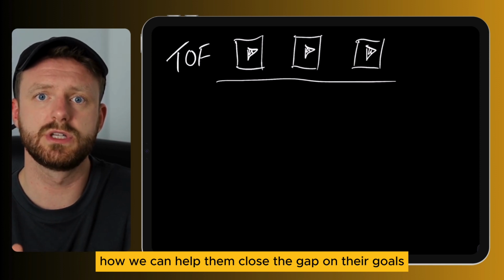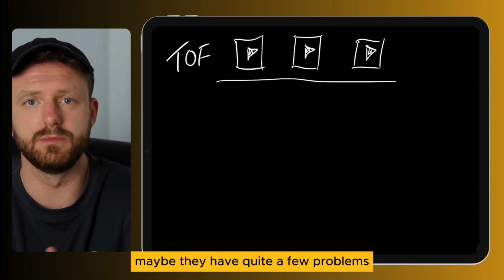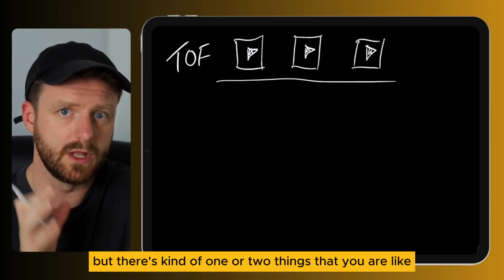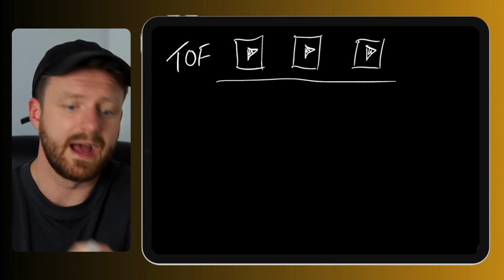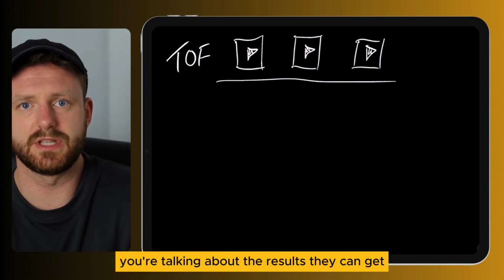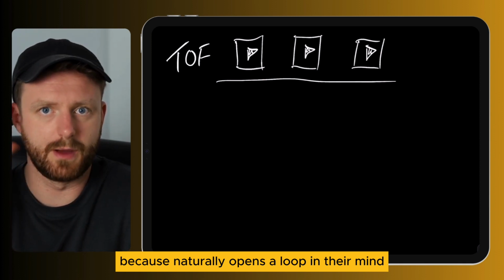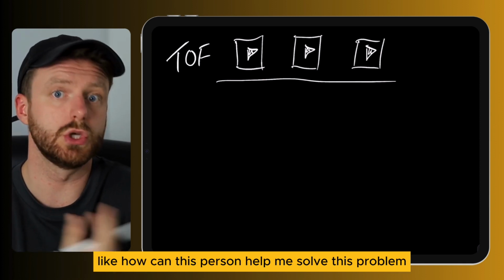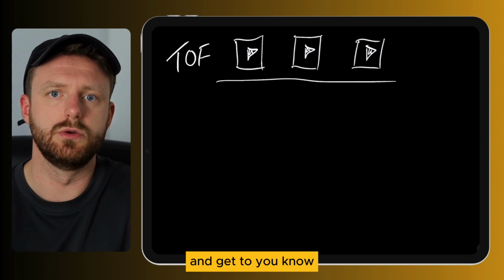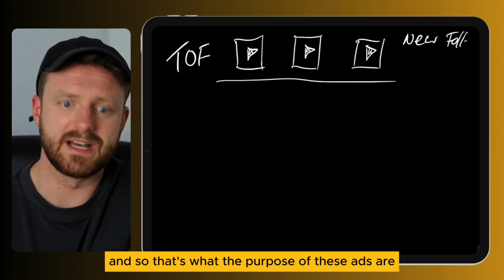on their goals. Because right now your audience, they have a problem, maybe they have quite a few problems, but there's 1 or 2 things that you are really dialing in with the ads specifically. You're talking about that, you're talking about the results they can get, and they're listening to you because naturally it opens a loop in their mind. Like, how can this person help me solve this problem and get to the desired outcome that I want? And so that's what the purpose of these ads are.